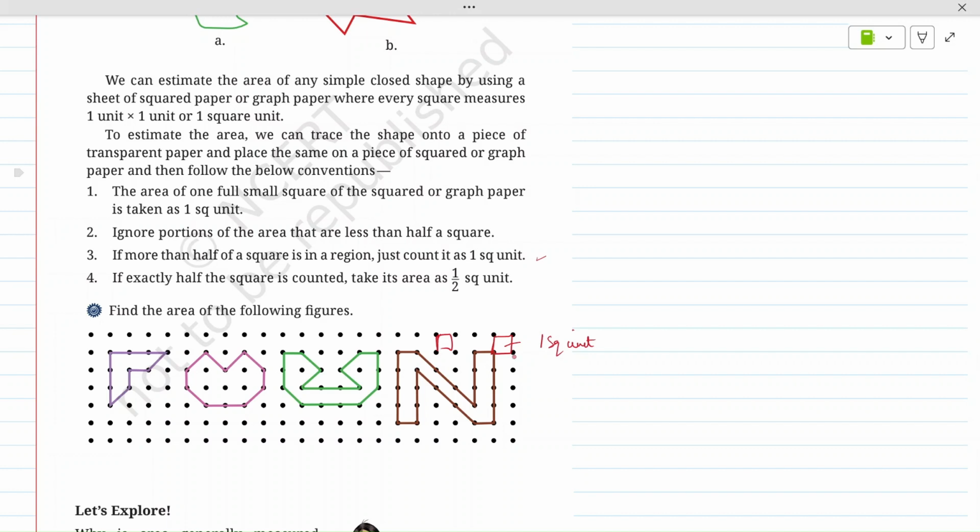If we are taking a complete square, we will consider it as one square unit. If it is half, consider half. If it is more than half, take it as one. If it is less than half, ignore it. Okay, so using all these conventions, let us now begin finding the area of these figures. Let us take two figures here and two will be homework. I am going to take the second figure first.